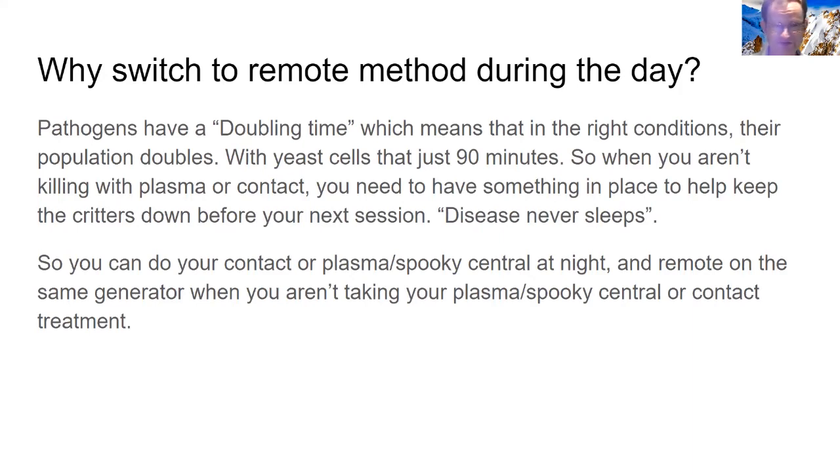It's just because pathogens have a doubling time. With yeast cells, it's 90 minutes. If you were to work really hard at killing yeast all day long, and then you stopped, from the moment you stopped, the conditions are right, 90 minutes later the number of leftover yeast cells will have doubled. So it's good to have something in place to keep their numbers down, so the next night you can come in and kill it more with more scalar and more contact with more plasma. That's important.